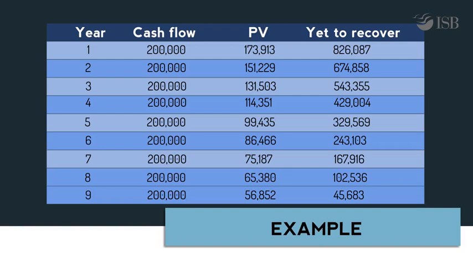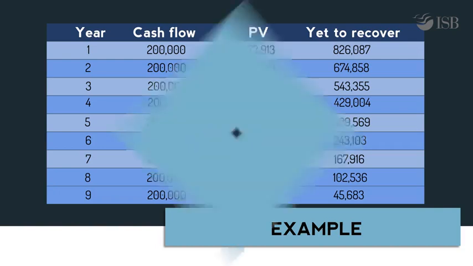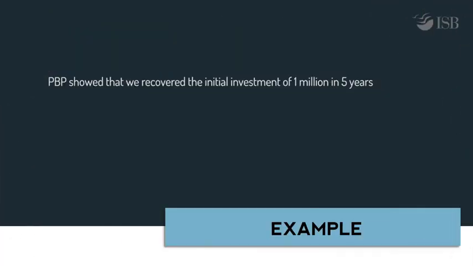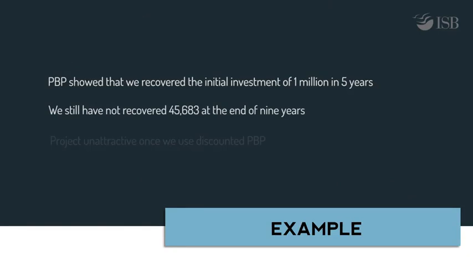We continue doing this for every year and we find that we still haven't recovered $45,683 at the end of 9 years. So while payback period showed that we recovered the initial investment of $1 million in 5 years, discounted payback shows that we don't even recover the initial investment at the end of the life of the project after 9 years. So this project looks even less attractive once we use discounted payback period.